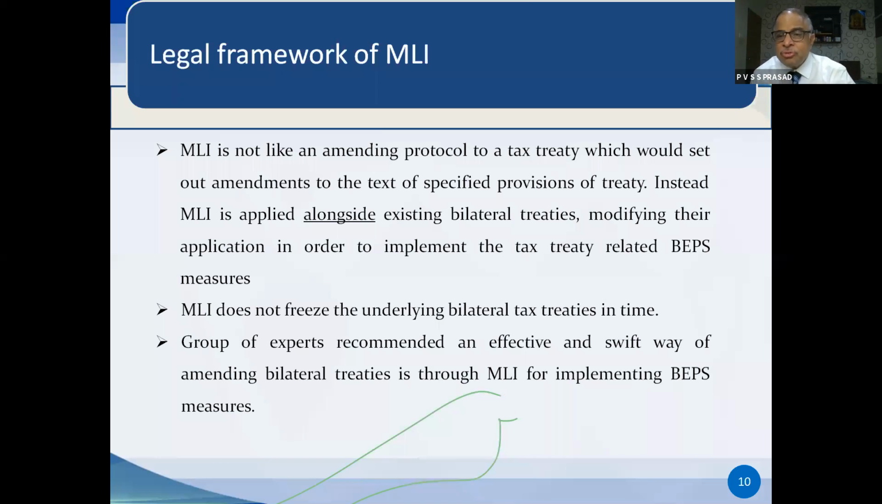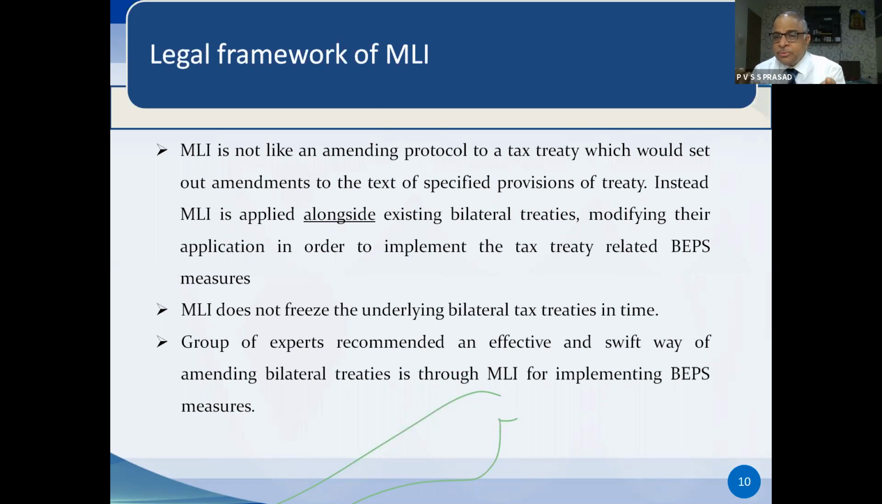Instead, the MLI is to be applied alongside the existing bilateral treaties. That means you must read what is there in the MLI. You must also read what is there in the tax treaty, which is already there. Let us say India-UK, or India-Singapore, for example.